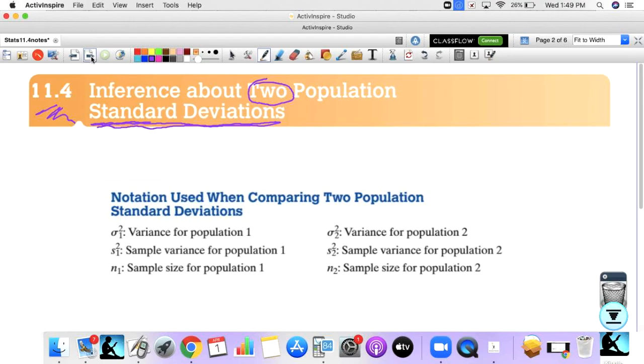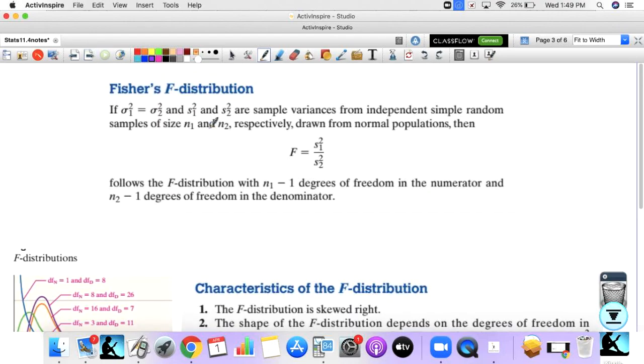So let's take a look at some of the calculations we're going to do. Let's talk about the actual F distribution. If we're looking at two different populations, and that's what the 1 and the 2 mean, so two different populations and then variances. If the two variances from the two different populations are equal, then our sample variances from each of those are going to be independent, and they're going to have their own sample sizes potentially. And then we could come up with this test statistic, which is actually our F value.